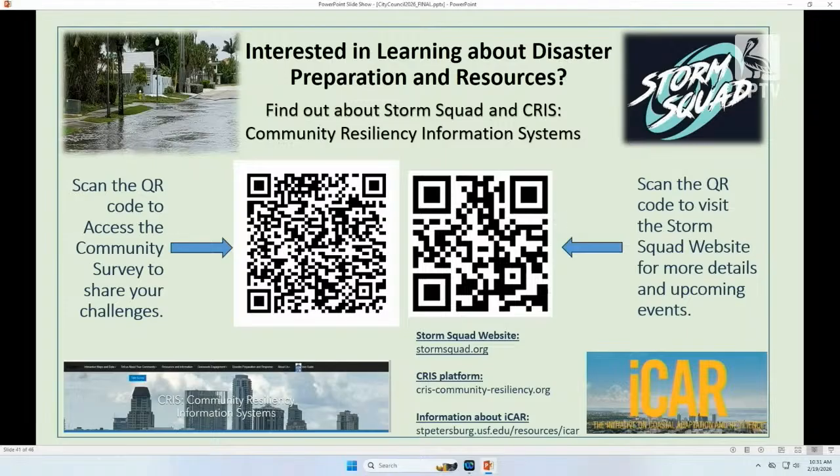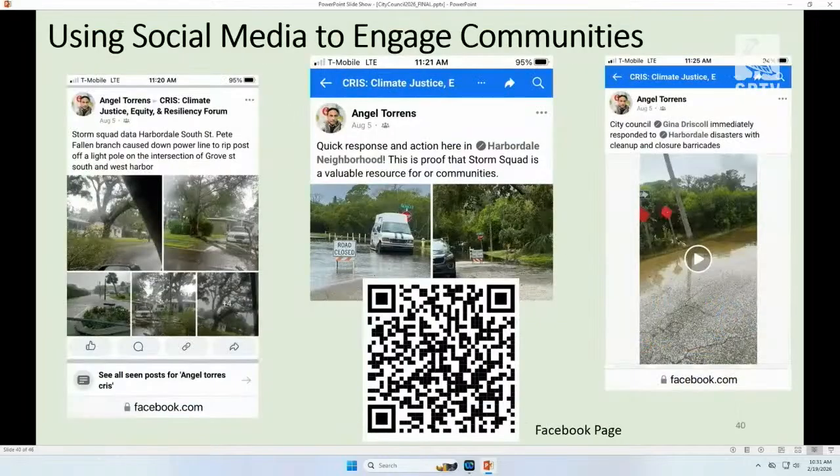But technology alone is not resilience, trust is. We've already seen examples where community reporting led to real-time council response. Thank you, Councilmember Driscoll, for seeing Angel's message and responding on behalf of the city and that community. So community reporting has led to real-time council response and cleanup. So the data creates visibility. Visibility creates accountability, and accountability drives action.